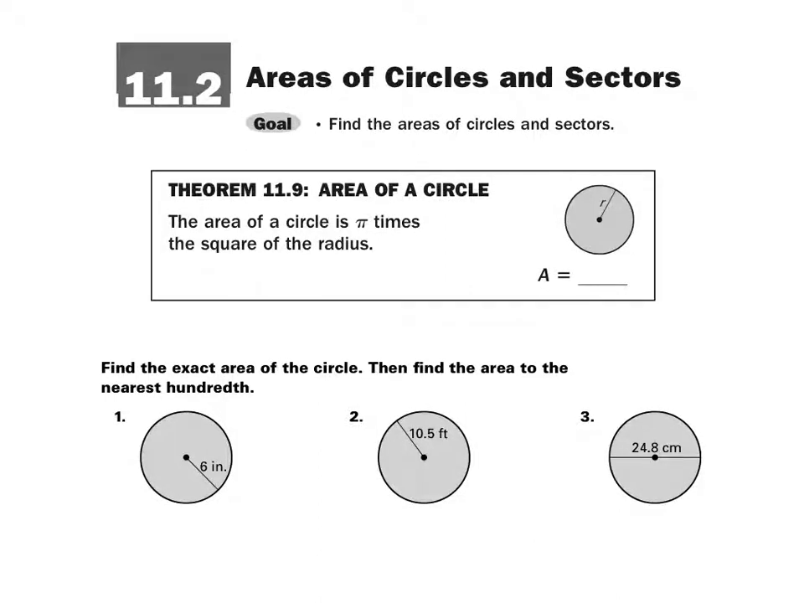11.2, areas of circles and sectors. We will define sectors when we get to that on the next page. An area of a circle must have a radius, it's pi r squared. So if you're given a diameter, you will have to find the radius from a diameter divided by 2.